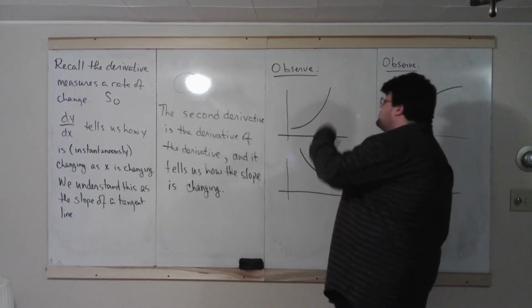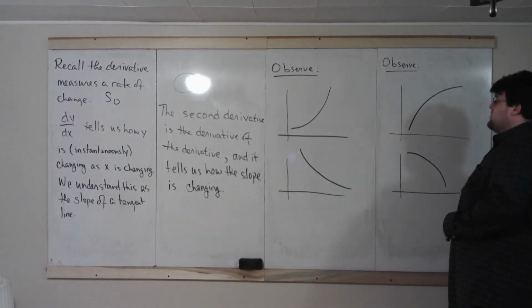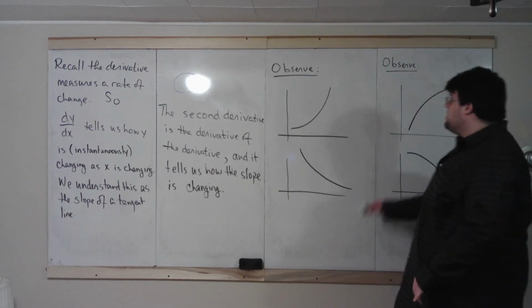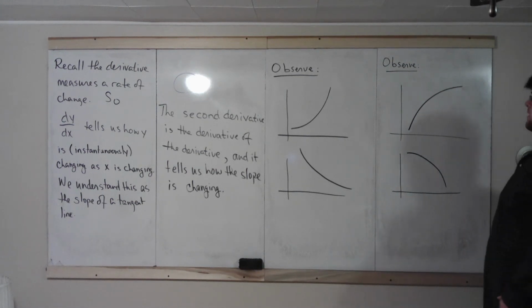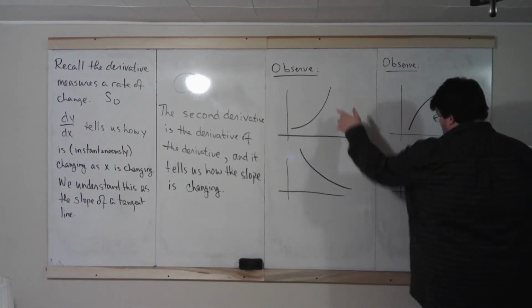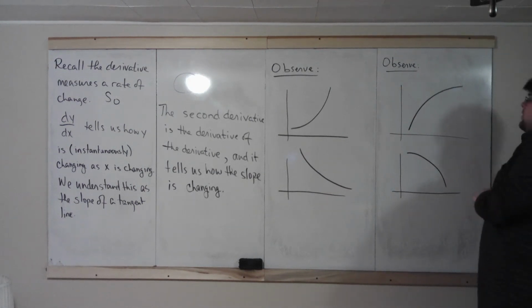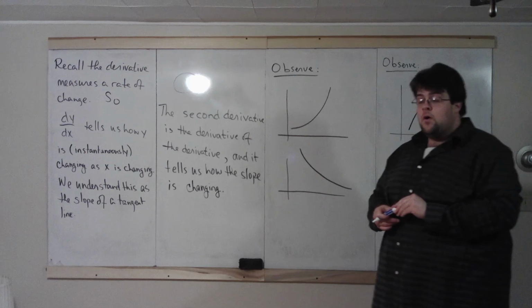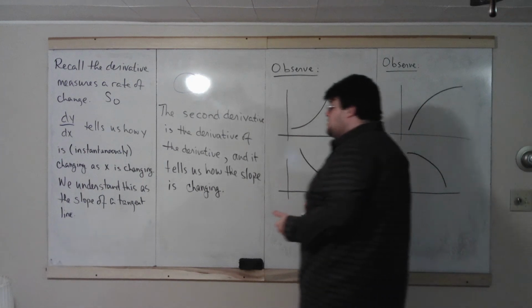And let's observe these four graphs. So these two are going to go together. These two are going to go together. So I wrote observe twice, so you didn't do 1, 2, 3, 4. It's actually 1, 2, 3, 4. But what are we going to observe? Well, we're going to look at how the slopes of tangent lines are changing.